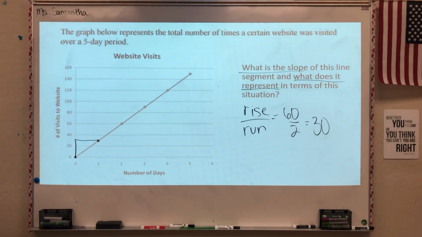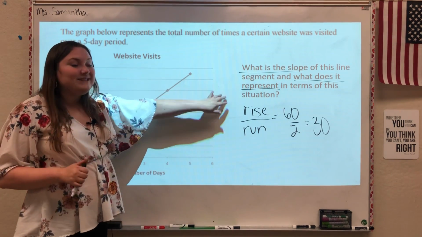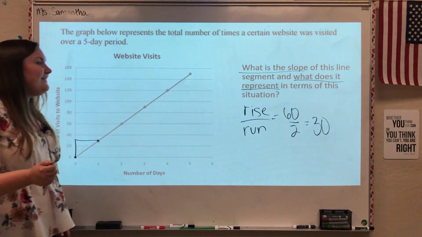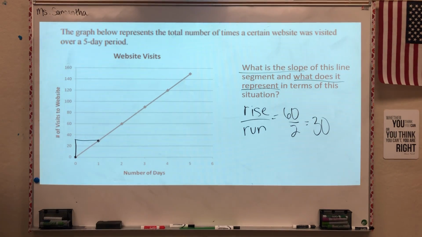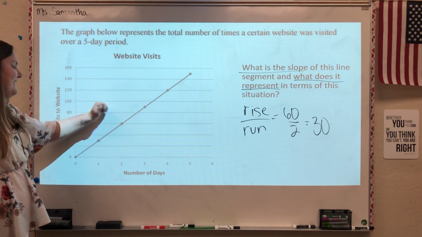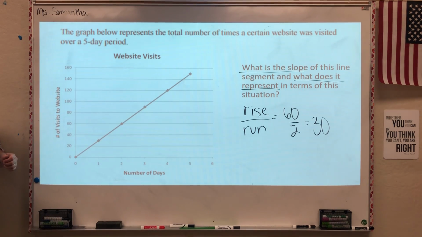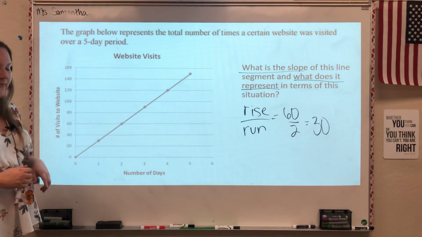We got our slope as 30, but we have not finished answering this question because the second part says, what does it represent? Well, in this problem here, what does 30 represent? I think to help illustrate what 30 represents, let's read a lot of these points.